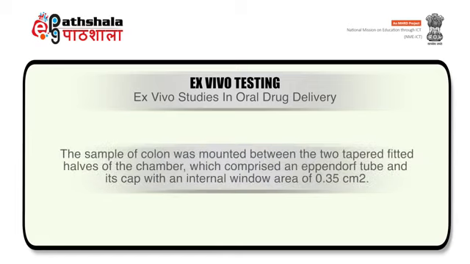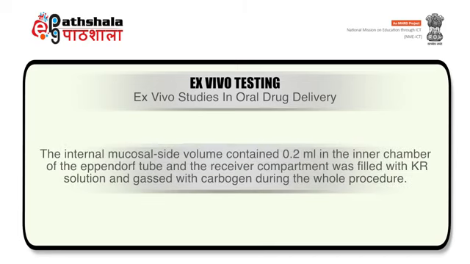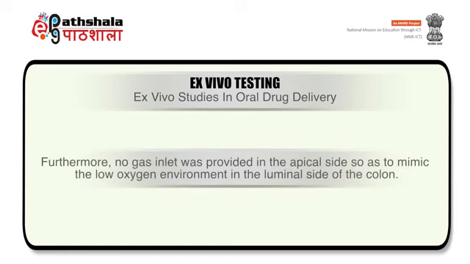The sample of colon was mounted between the two tapered fitted halves of the chamber, which comprised an Eppendorf tube and its cap with an internal window area of 0.35 cm square. The internal mucosal side volume contained 0.2 ml in the inner chamber of the Eppendorf tube, and the receiver compartment was filled with KR solution and gassed with carbogen during the whole procedure. Furthermore, no gas inlet was provided on the apical side so as to mimic the low oxygen environment in the luminal side of the colon.